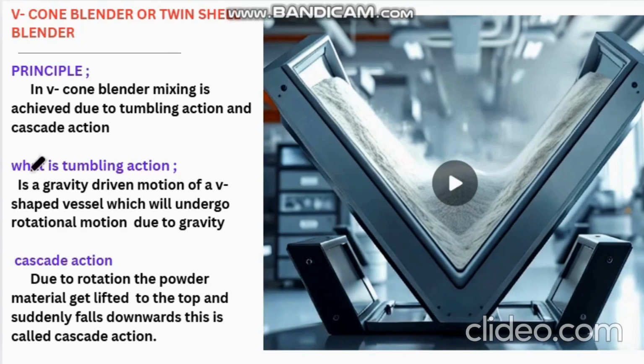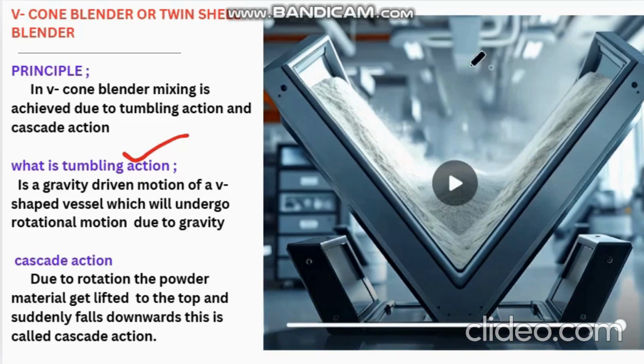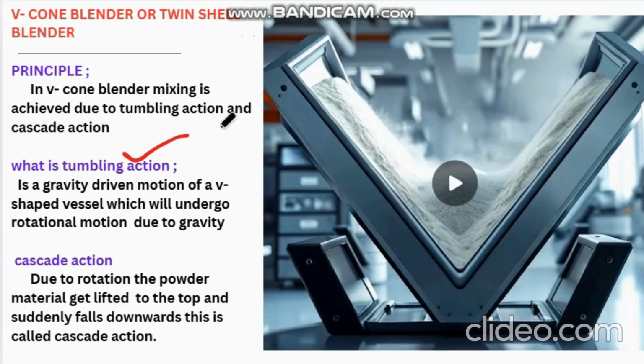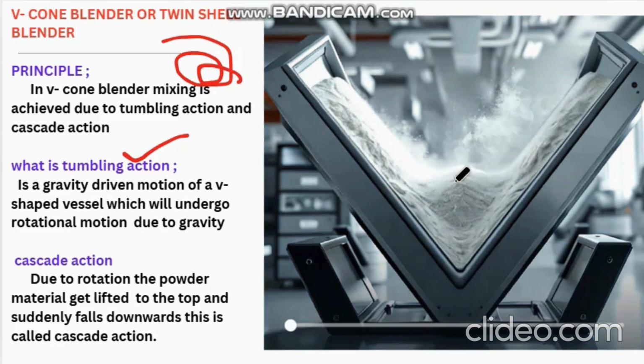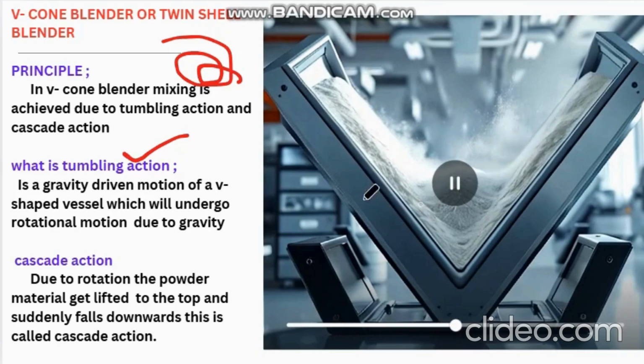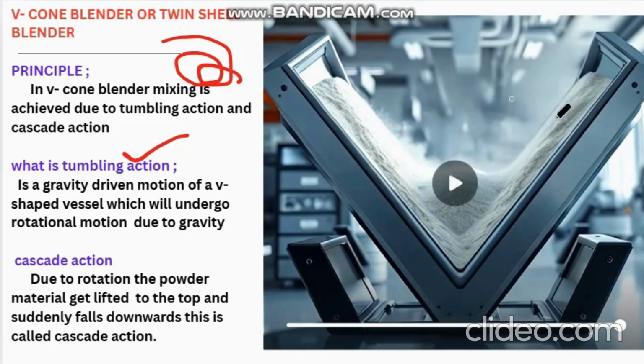Now what is the meaning of tumbling action? It is nothing but a gravity driven motion of the V-shaped vessel, which undergoes a rotational motion. This V-cone blender undergoes a rotational movement with the help of a motor. Due to this, the powder sample present in the V-cone blender is going to mix, or we can say blend, due to the rotational motion of the blender.